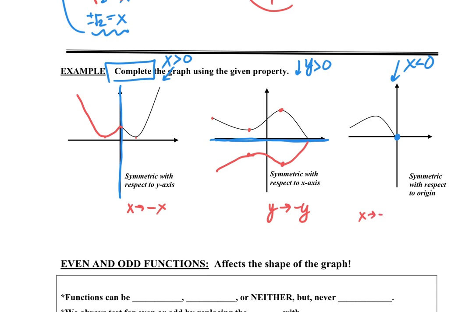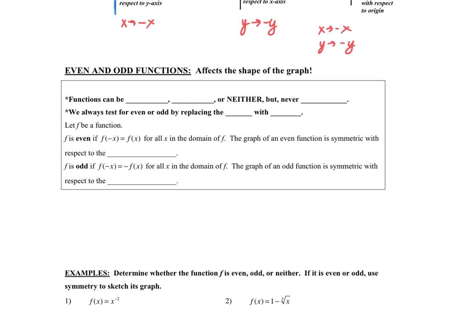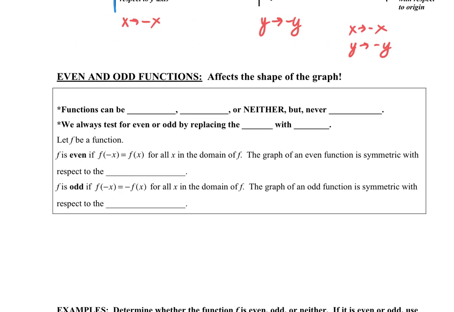So my x's become negative and my y's become negative. So that one's going to flip over twice. It kind of looks like that right there, right? And again, you could pick certain values and change it over the x and then change it over the y. All right, now symmetry is also a big part of even and odd functions, okay?